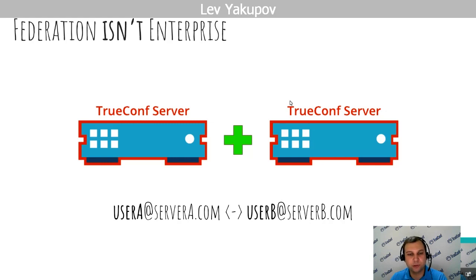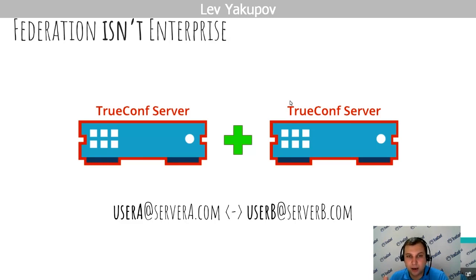It just makes it possible to allow a user A from server A to call or invite into the conference a user B from server B, or vice versa. So federation basically allows connectivity between multiple instances of TrueConf server. You can federate your TrueConf server with another server in another location, or with some other third-party company's TrueConf server outside of your network.